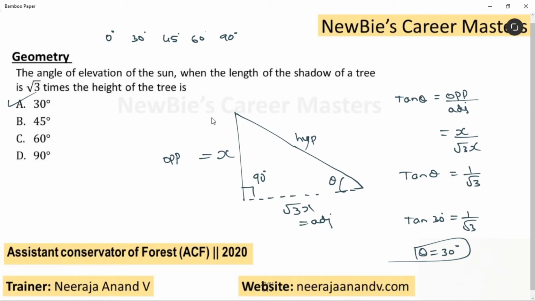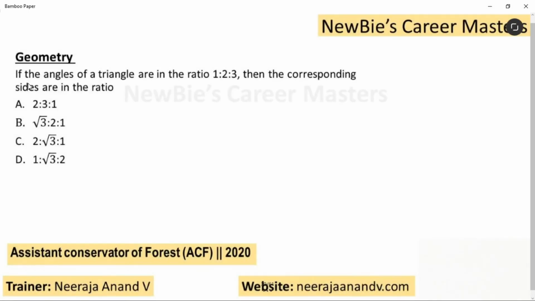Okay. We'll continue. Next question is, if the angles of a triangle are in the ratio 1:2:3, then the corresponding sides are in the ratio. Let's take the angles as 1x, 2x and 3x. This is the rule, right? When you convert ratio into values, you have to multiply that with a variable. Now tell me, sum of these angles is equal to how much degree? Yes, 180 degree. Simple.